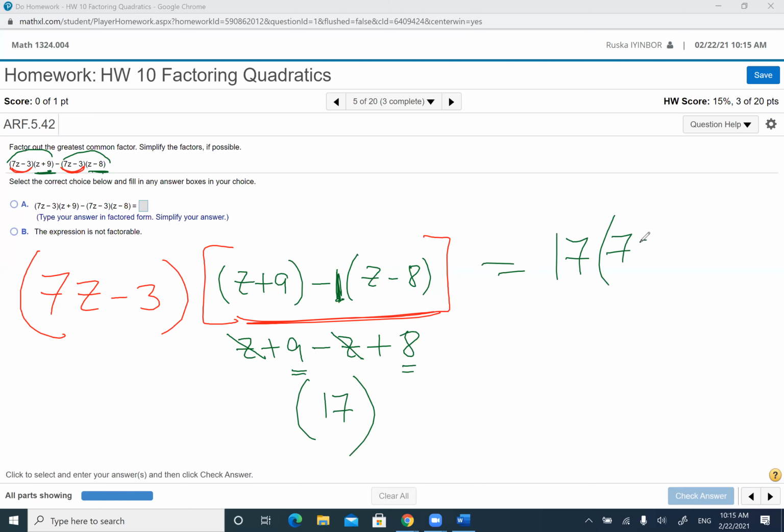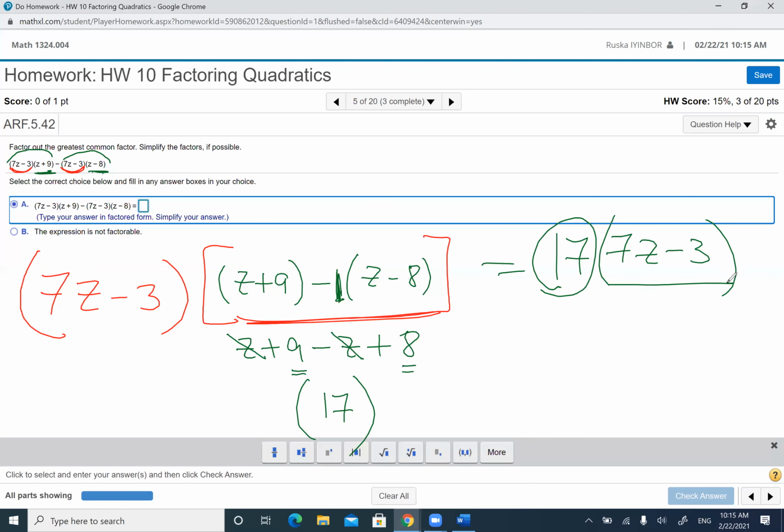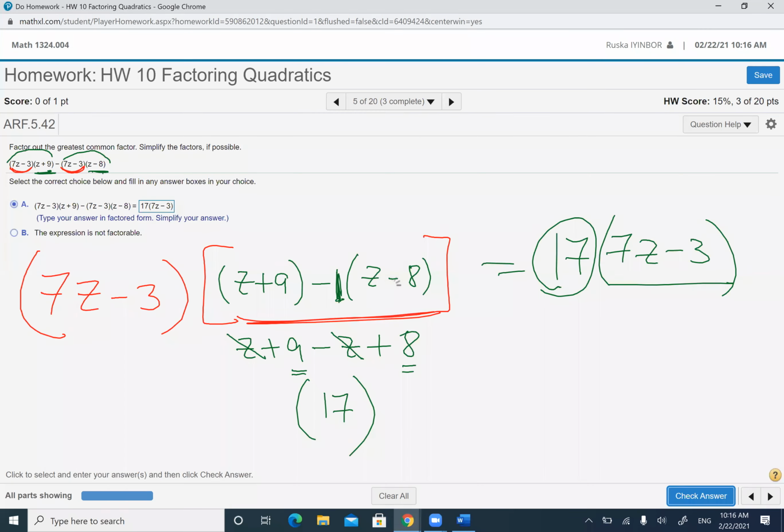And then 7z minus 3. Usually in spoken rules, you put one term in front and then 2. But if you put it backwards, I don't think it's going to be wrong. Okay? But you have to simplify the parentheses, this parentheses here. So I have 17, 7z minus 3. Okay? So that's how you do this one.